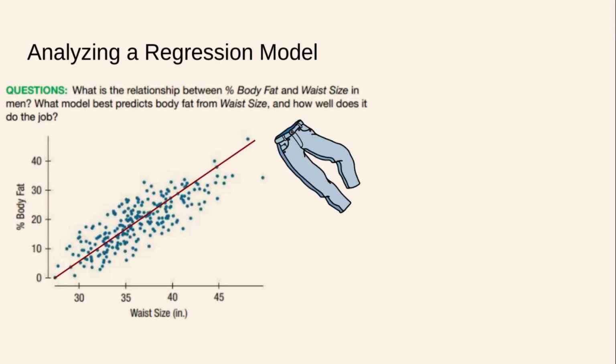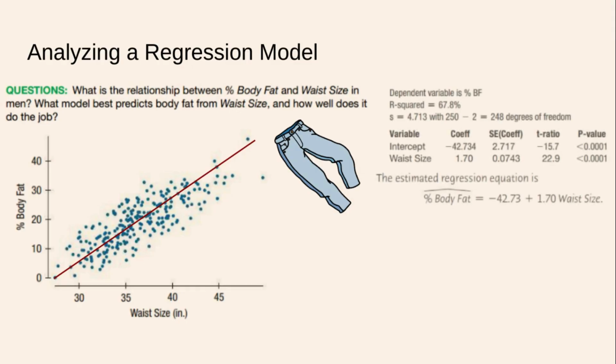So here is an approximation of a regression line, and here is computer output related to that regression line. The estimated regression line is: the predicted percent body fat is equal to negative 42.73. How did we get that? We look at intercept and coefficient. There is my number for the intercept. And then we see plus 1.7 times the waist size.